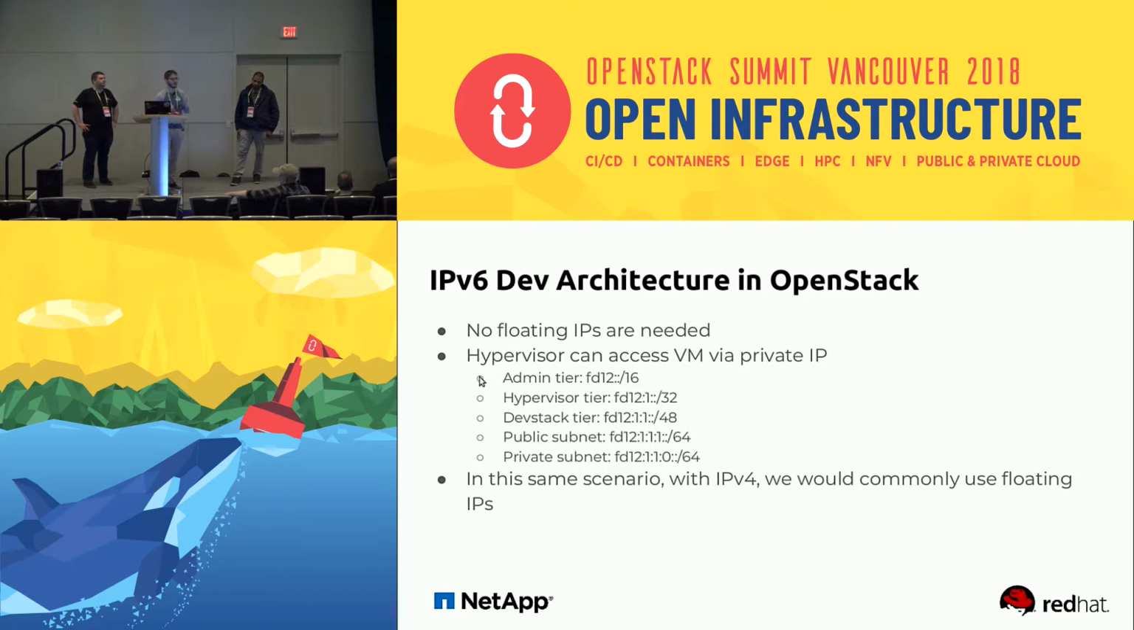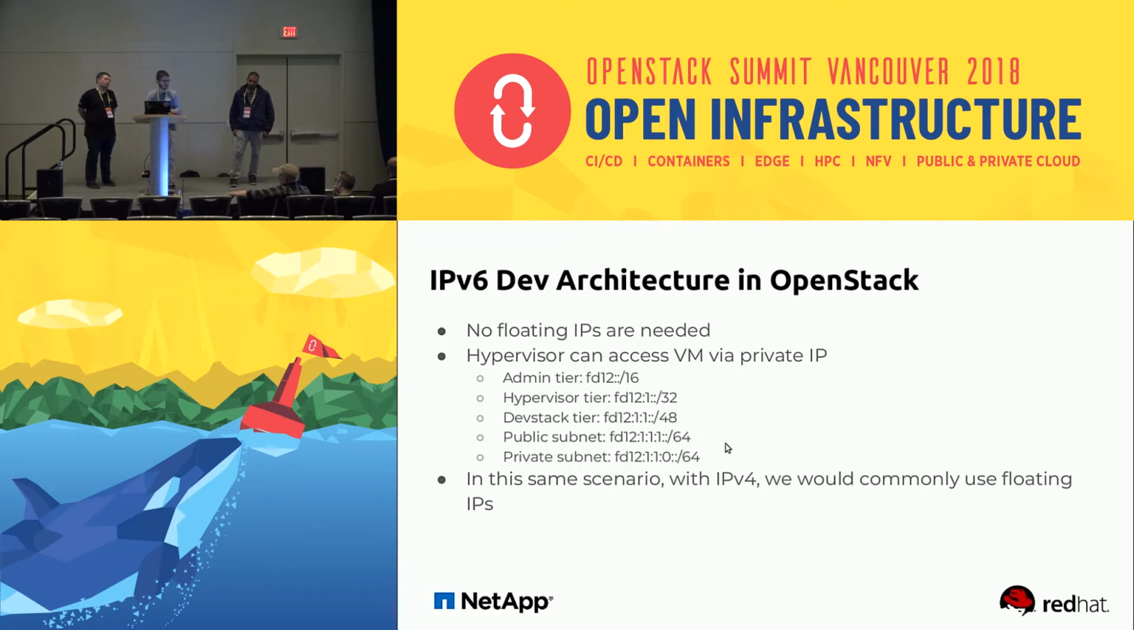So just to explain the network, we have 3 tiers. On IPv6, we have the hierarchy, right? And here we are using a 3-tier hierarchy. We have the admin tier, which is the network that the hypervisors are connected to, that we called FD12. Going down 1 level, we have the hypervisor tier, which is FD12:1, and then the DevStack tier, which is FD12:1:1. And then we have 2 subnets, the public, which is the second actually, and the private, which is the first, so 0 and 1.